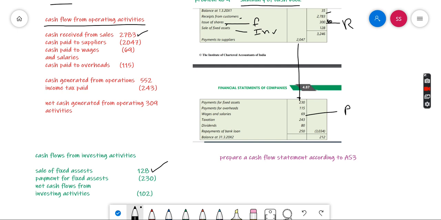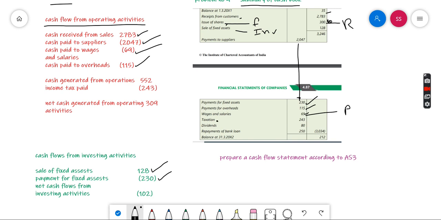Next one, payment to suppliers. This is operating activity, so that's why cash paid to suppliers 2047. If the cash is going out, if it is an outflow, put it in brackets. Next one, payment for fixed assets. This is investing activity, so 230, put in brackets. Payment for the overheads is operating activity, cash paid to overheads. Next, wages and salaries 69, again operating activity.